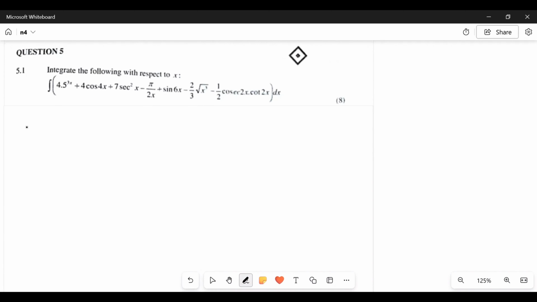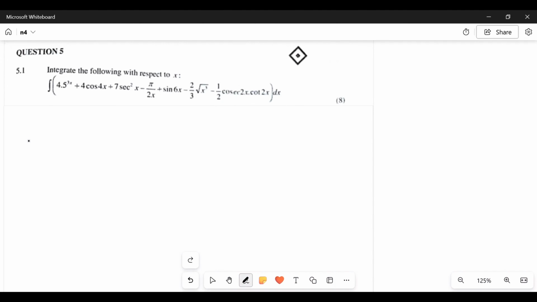Alright, here is our question 5.1. Now let's read the question and let's solve this problem here. Integrate the following with respect to x. Now this is a polynomial. They want us to integrate each and every term of this polynomial. So if I count here, we have 1, 2, 3, 4, 5, 6, 7 terms. So we need to integrate all these terms.